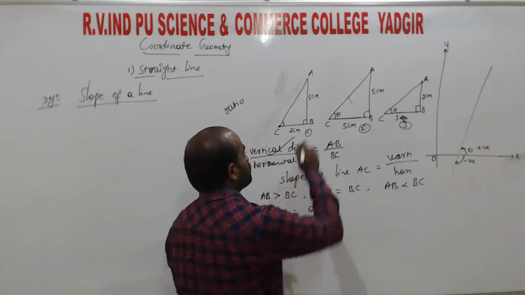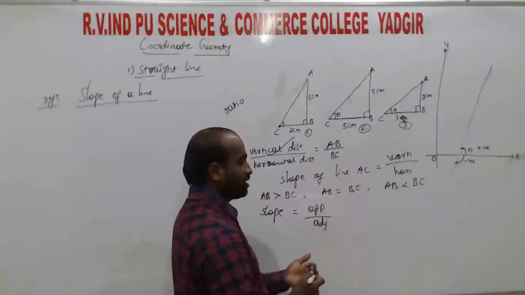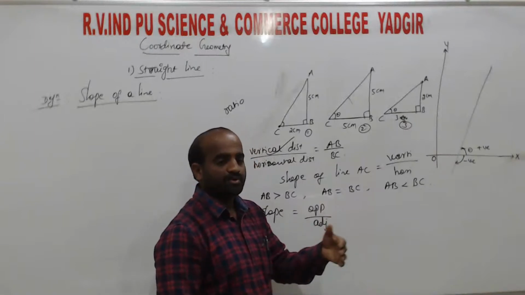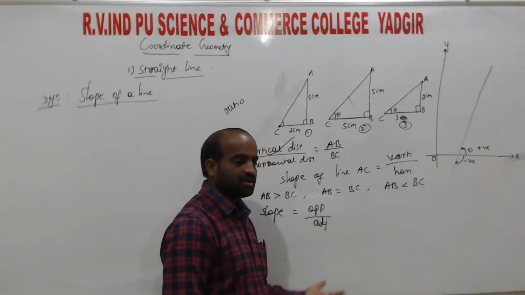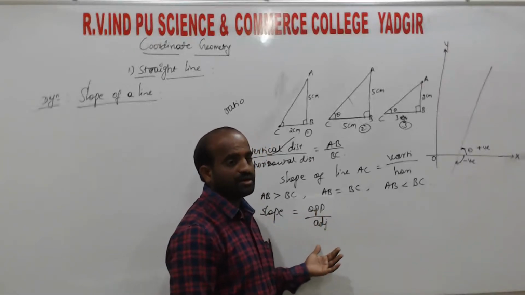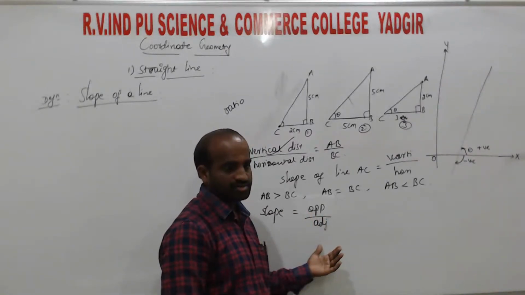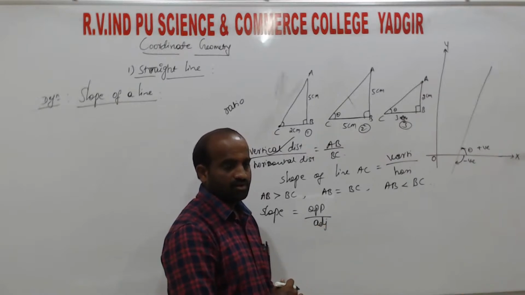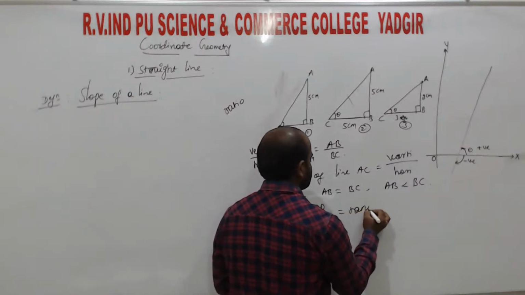Slope is equal to opposite divided by adjacent. Opposite divided by adjacent is what? Tan. You know this. Sine means opposite divided by hypotenuse. Cos is adjacent divided by hypotenuse. And tan is opposite divided by adjacent. You will study this concept in trigonometry: trigonometric functions sine, cos, tan, cosecant x, secant x, and cot. Slope is equal to tan because tan theta is what?